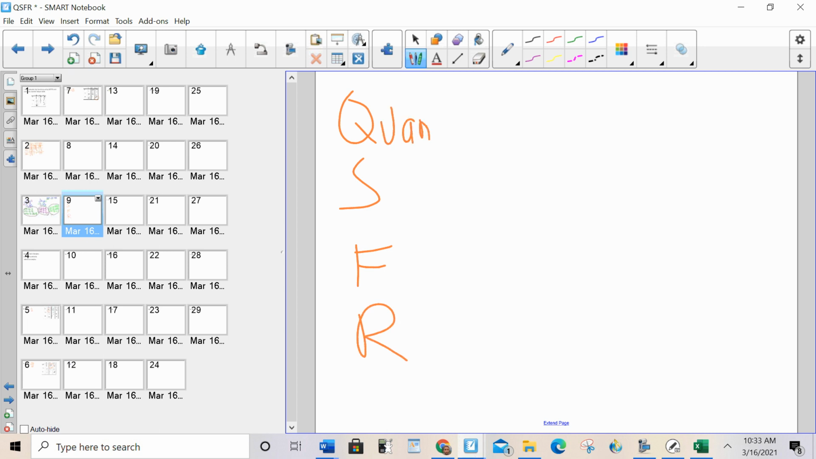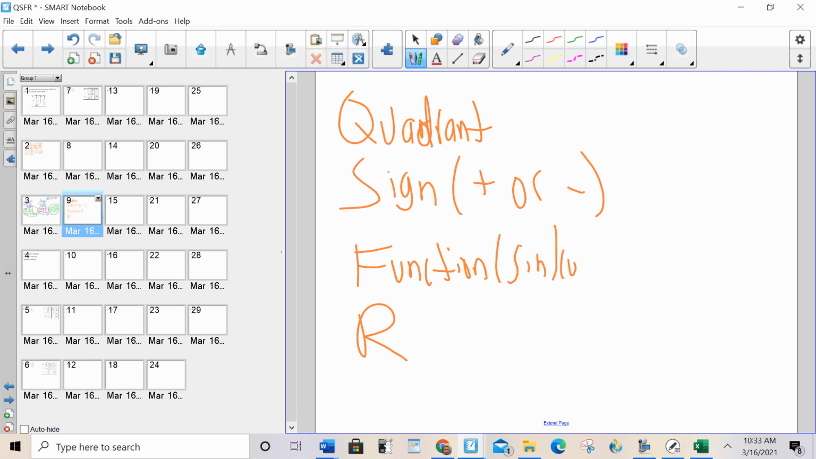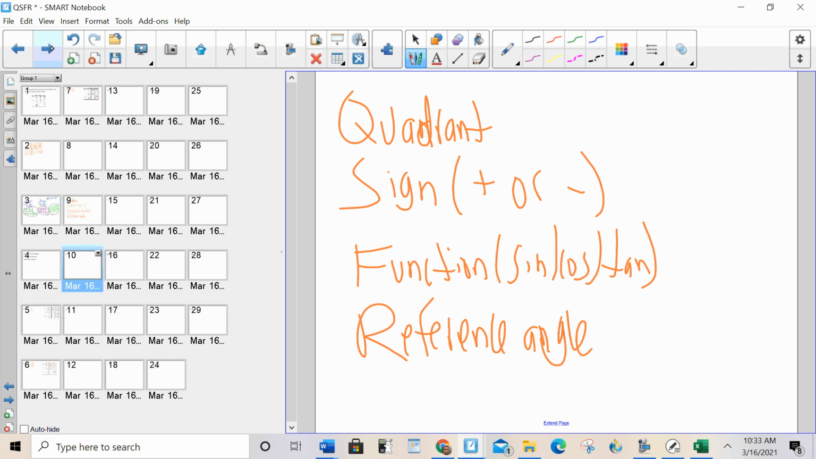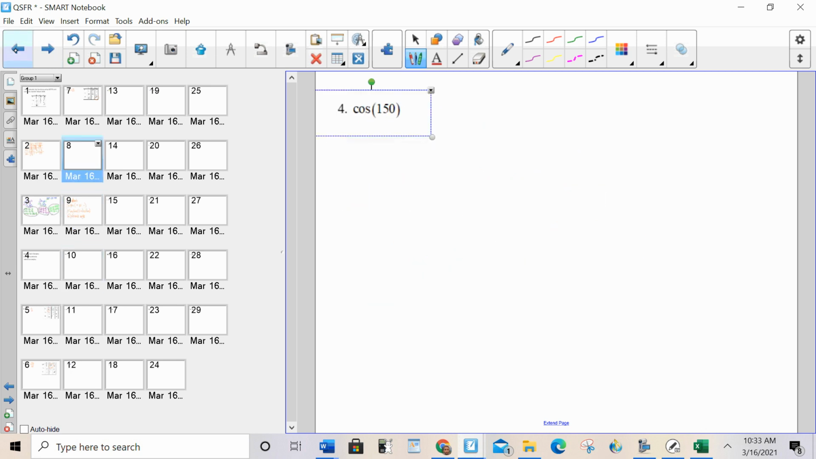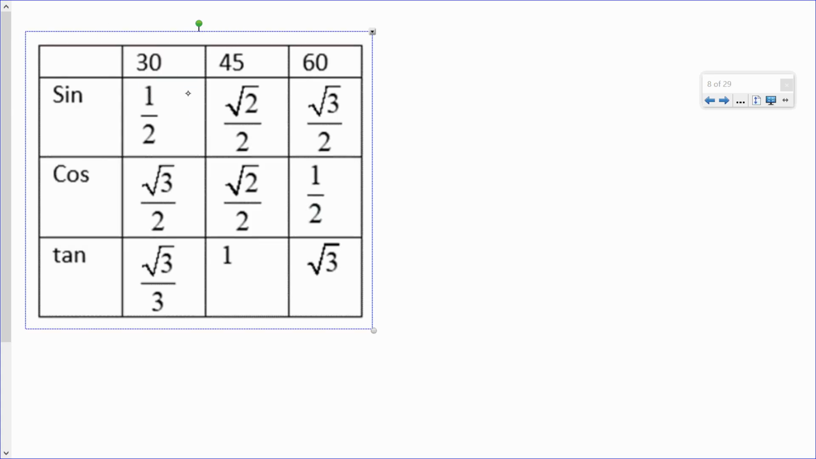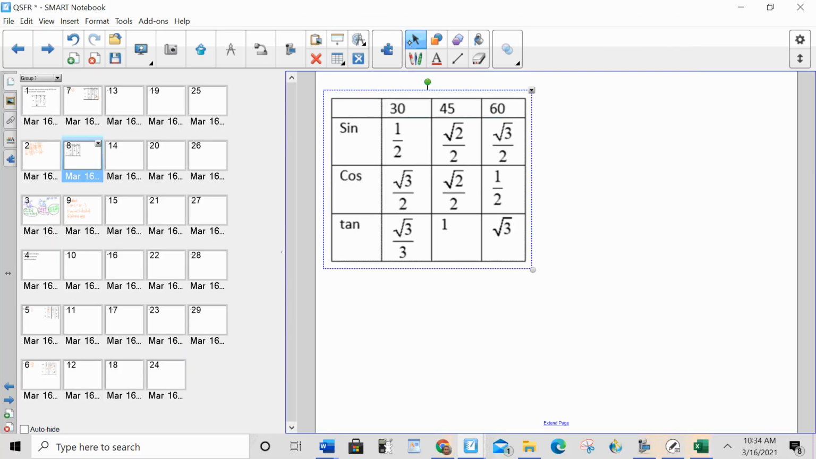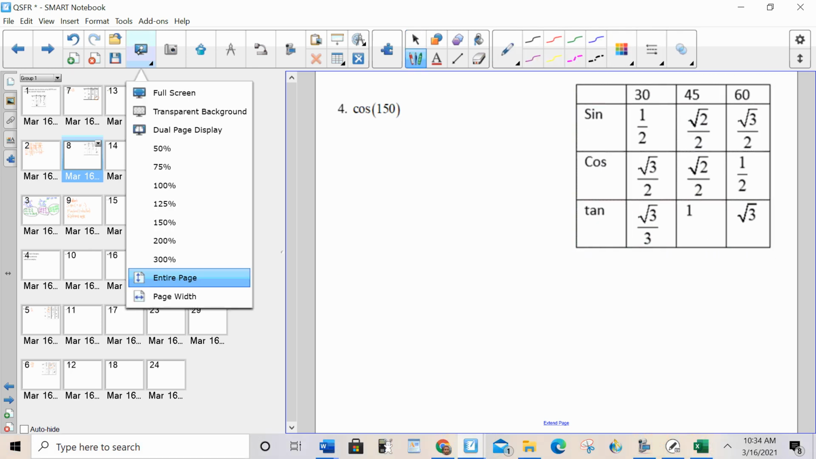Q stands for quadrant. S stands for sign, as in positive or negative. F is for function. That's sine, cosine, or tangent. And R stands for reference angle. So let's get this copied. And let's start by sketching it.